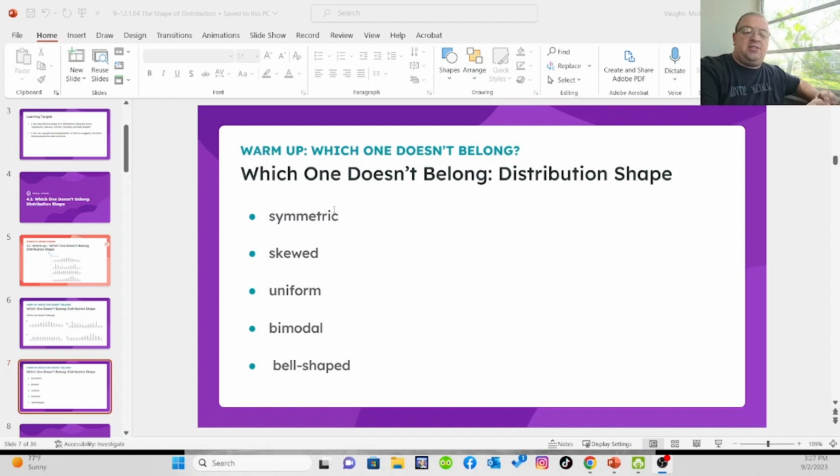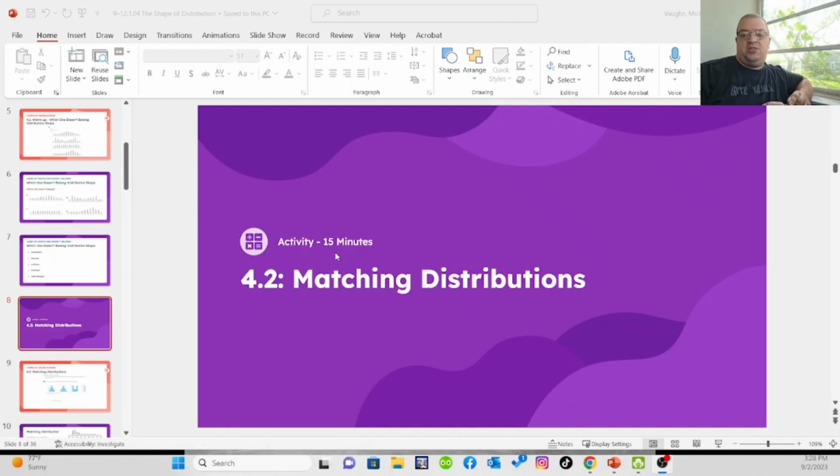And then the last term here is bell-shaped. All right, we know what a bell looks like. When we say bell-shaped, that means we can start in the center, and then our shape goes left and right at about the same rate and kind of curves down and makes a bell shape. Okay, so hopefully when describing the 4, that's what you were looking for, is being able to describe each of them using those terms.